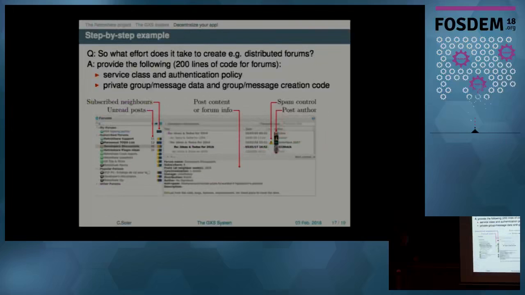But for forums, we did one already, so you can see that it shows quite a large amount of information. I won't detail it, but I ask you to try the software.